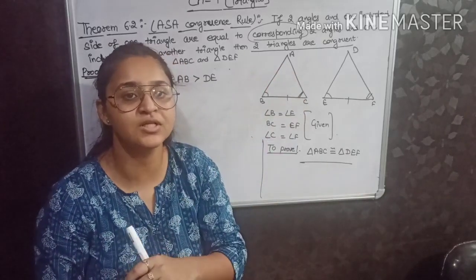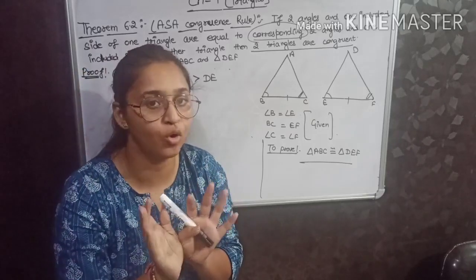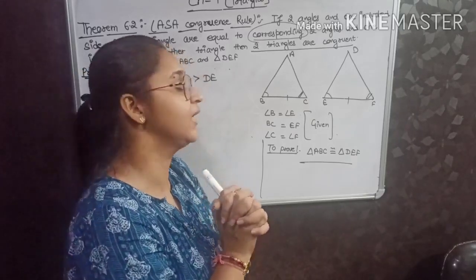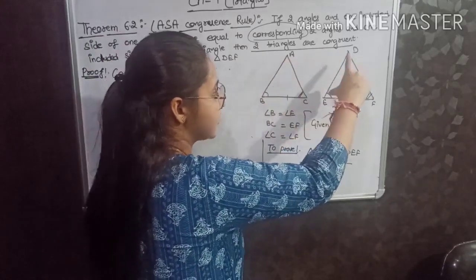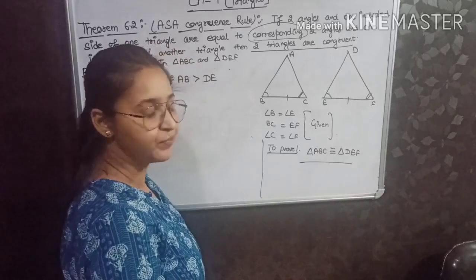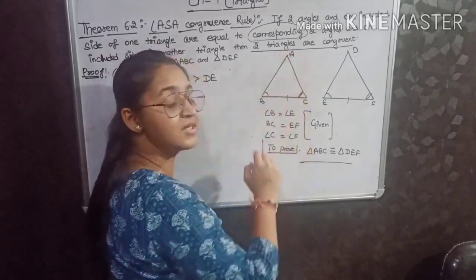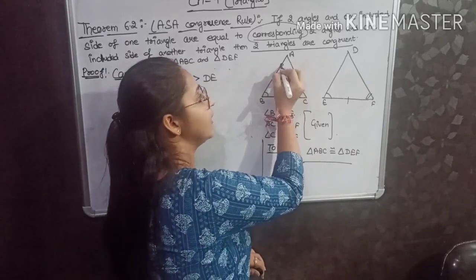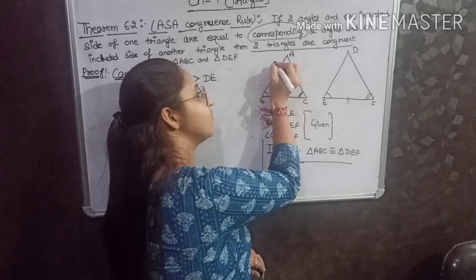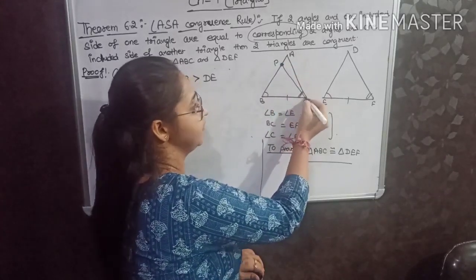So in the first case, we have proved that if two sides are equal, then two triangles are congruent. Now I am taking the second case. Second case is AB, this length of the triangle, is greater than DE. Now what I will do, if this length is greater, it means I can take some point here. Let me take some point here and name it P, and I am joining this P to C.